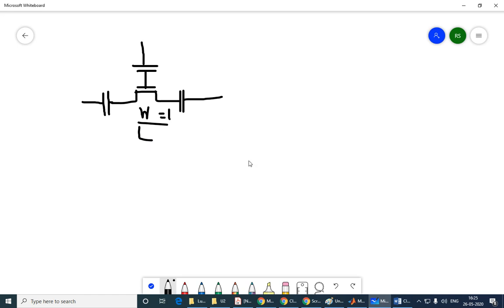So W by L equal to 1, this is our unit transistor. So by definition, on all the three terminals, the capacitance is going to be C. Okay, and this is my definition. Per unit transistor, that is W by L equal 1 is the unit transistor, and associated with that size is a capacitance C.